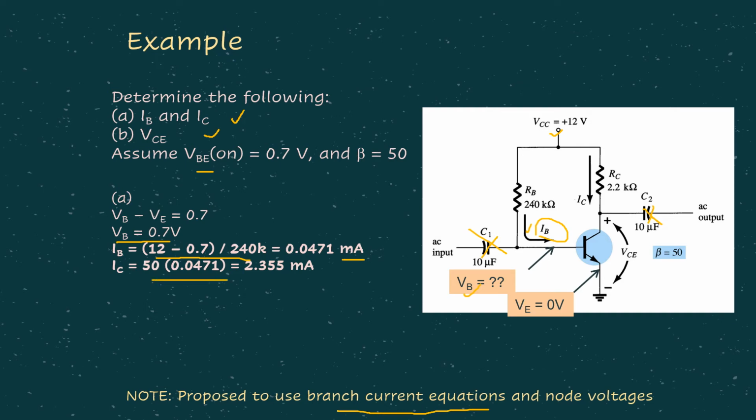Actually for this one, you can also do the KVL equation, where you solve for the BE loop, where we do minus VCC plus IBRB plus VBE equals 0. Also you can get the same IB value.